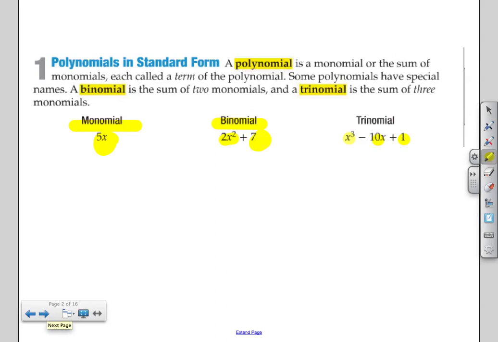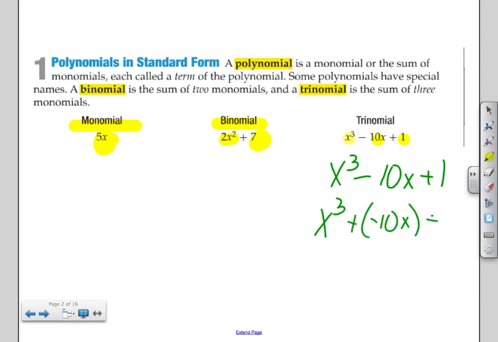The sum, of course, means it could be addition, but as in this one here, it also could have subtraction, because we know subtraction is really x cubed plus a negative 10x plus 1, right? So really subtraction is just a different form of addition. So it fits the definition that it is the sum of 3 monomials, or 3 terms.